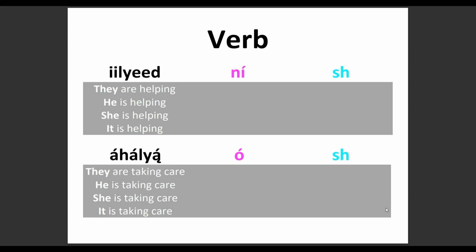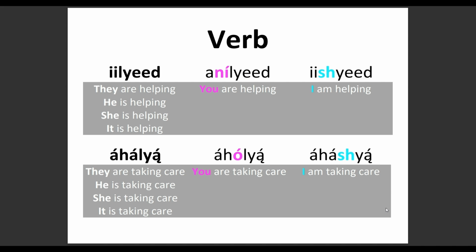And for ahááłyá, sometimes the ni becomes an o instead. And sometimes that happens. So ílį́ now becomes anílį́ and íshłį́. Ahááłyá now becomes ahóółyá and ahááshyá. For now, we're only focusing on the first, second, and third persons to make this easier.